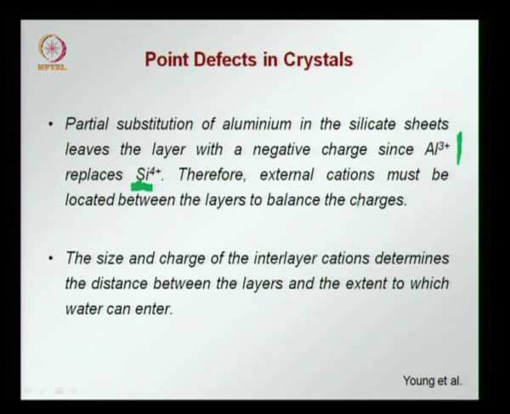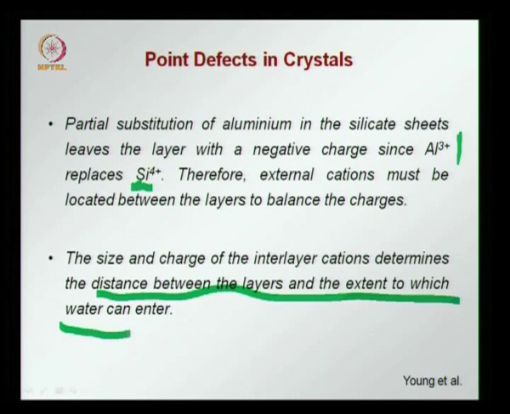Size and charge of the cations now determines the distance between the layers, and this distance between the layers determines whether water can enter or not, and this changes the behavior of clays, and we saw earlier that some clays absorb water and expand, others do not. So, the reason why this happens are these defects which get introduced in the sheet structure and change the nature of their behavior.